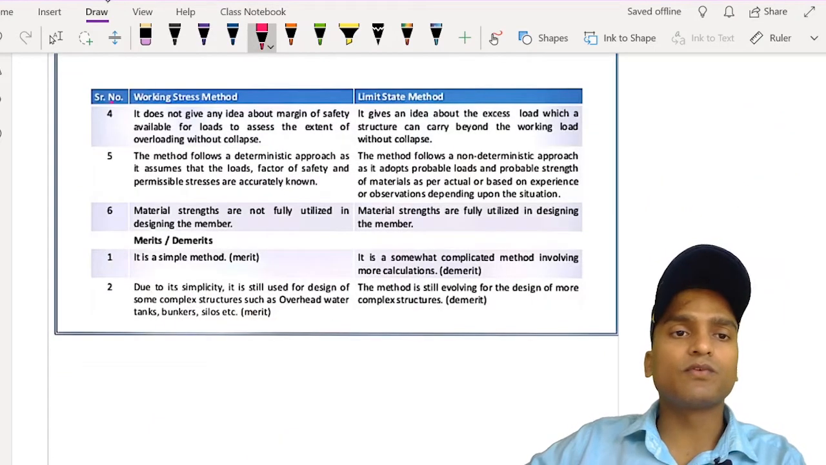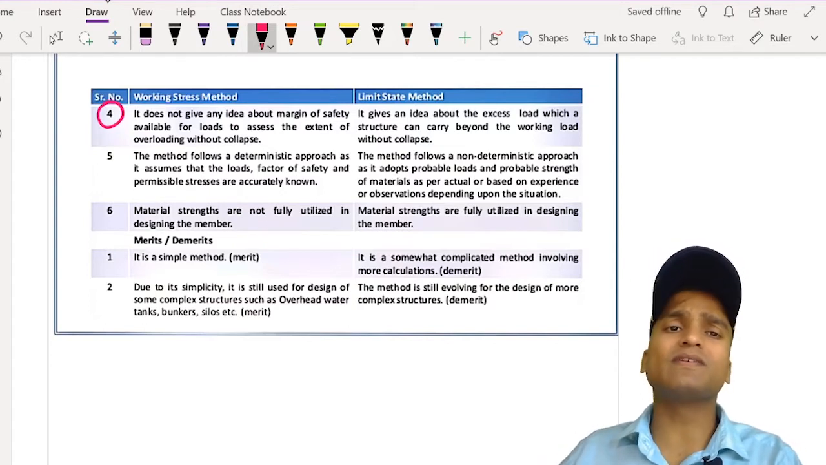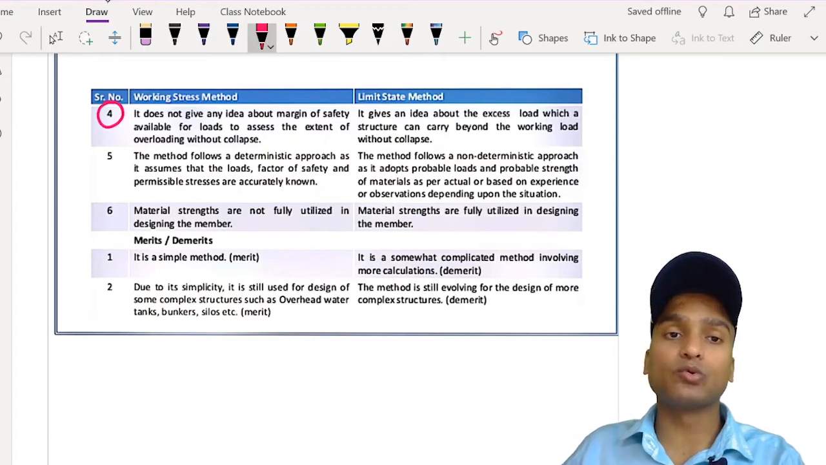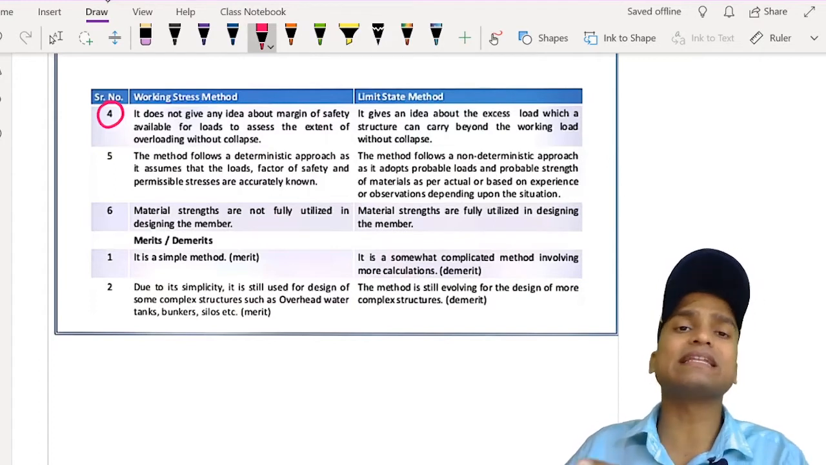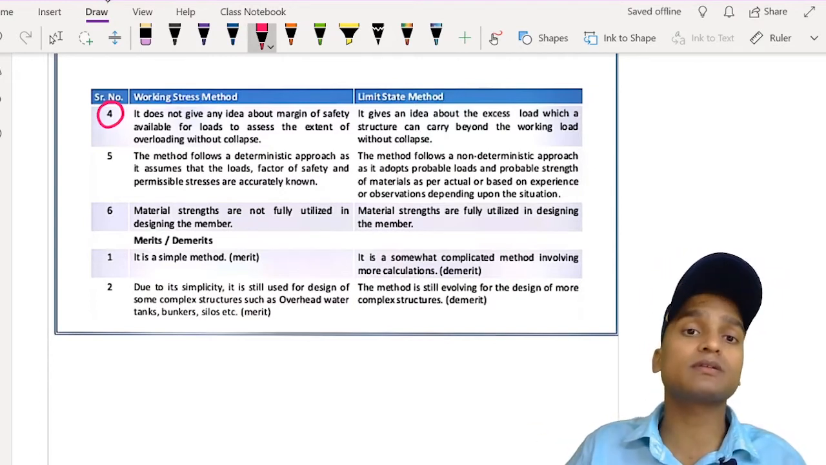Alright. The fourth point says that working stress method doesn't give any idea about margin of safety available for loads to assess the extent of overloading without collapse, because we are designing for the working load, we are not designing for the overloading cases in case of collapse.